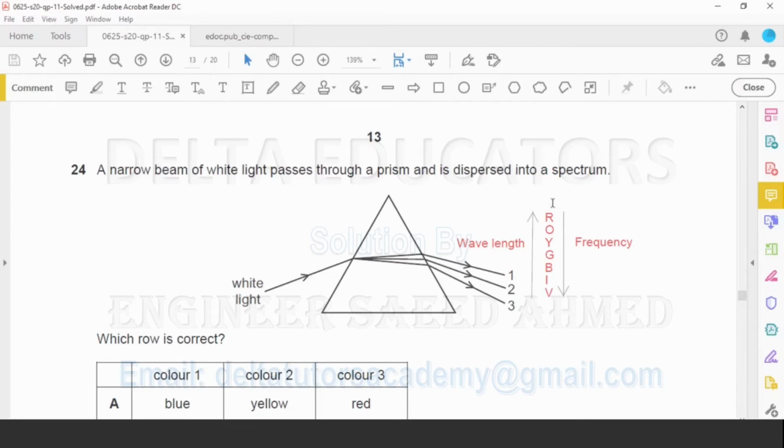Now here in the visible spectrum we have 7 colors: violet, indigo, blue, green, yellow, orange and red. When we move from violet towards the red, wavelength increases, and when we move from red towards the violet, frequency increases. So here we can say the least frequency is in red, so the least deflection will also be in red. First we check the option.